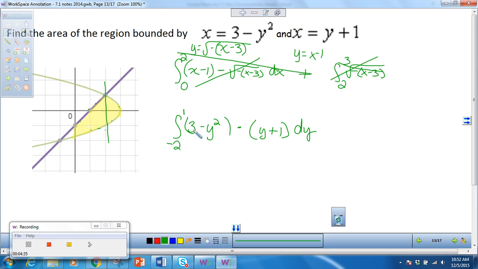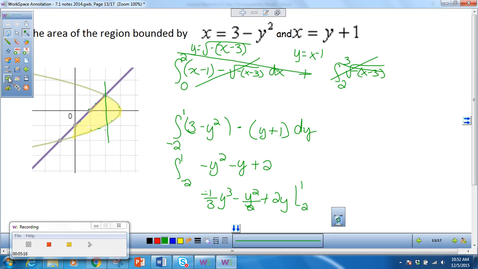So I would integrate from -2 to 1, and everything is in terms of y. Now, I'm basically just setting these up for you. I mean, we could do -2, 1, and have negative y squared minus y plus 2, and integrate that. Negative 1/3 y cubed minus y squared over 2 plus 2y, and evaluate that from -2 to 1. And I'm going to let you finish that, but I just want to get you in the habit of setting them up.